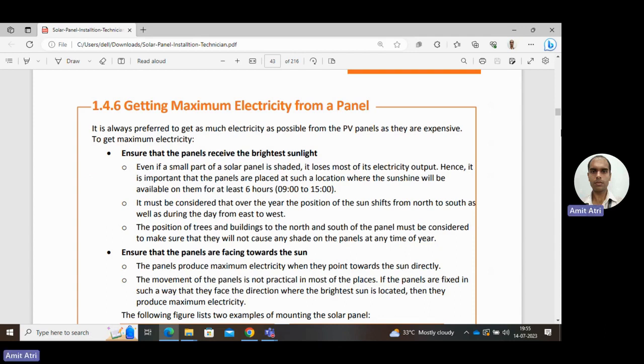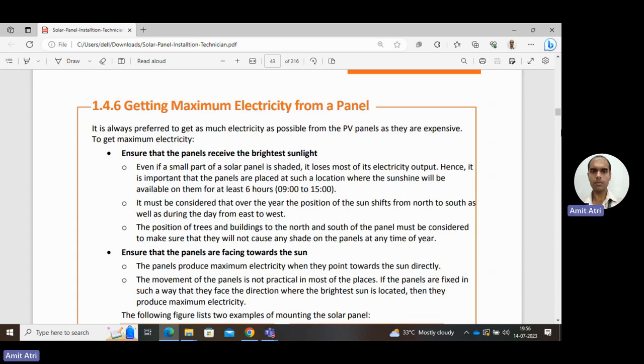Next, it must be considered that over the year, the position of the sun shifts from north to south, as well as during the day from east to west. So we have to take this into consideration, because the direction of the sun throughout the year is also changing, and daily from east to west. So both we have to make provision for. Where the maximum sunlight is available, in that direction and inclination, we have to make the position of our panel.